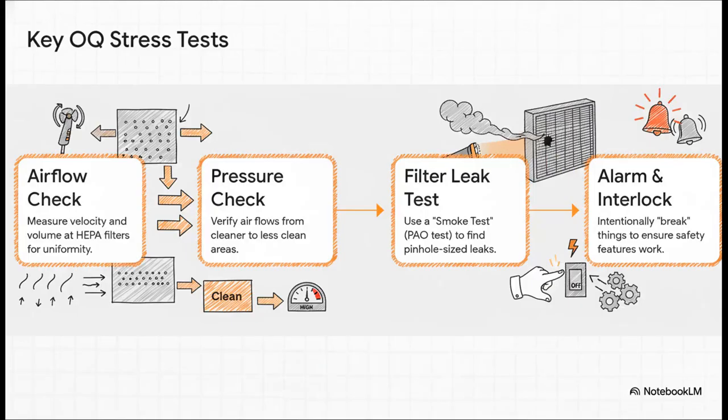And during OQ, we follow a very strict playbook. First, we measure the airflow coming out of every single filter to make sure it's perfectly uniform. Then we check the pressure differentials. This is a huge deal because you always need air flowing out of the clean areas, never in. We even do these cool smoke tests to find leaks in the filters that are literally the size of a pinhole. And my favorite part, we deliberately try to break things. We'll cut the power or block a sensor just to make sure every single alarm and safety feature kicks in exactly when it's supposed to.